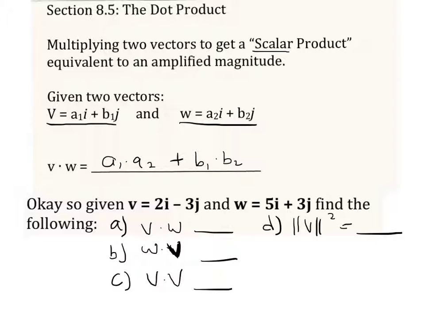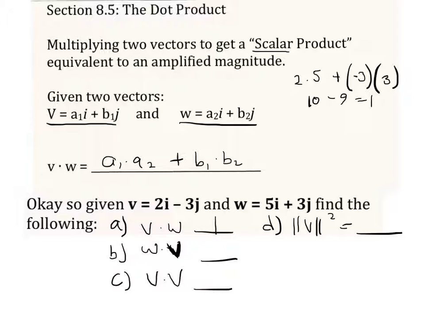So, if we have these two guys here, 2i minus 3j and 5i plus 3j, we need to say, alright, for a, we're going to go 2 times 5 plus negative 3 times 3. Okay? So that's 10 minus 9, which equals 1. So v dot w is 1.